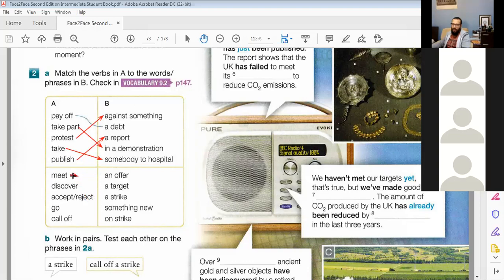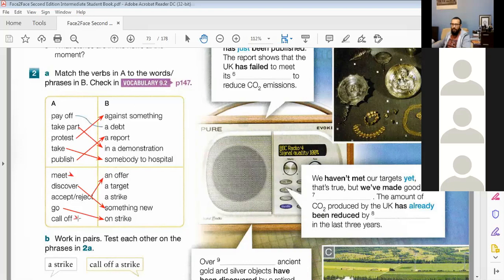Okay, let's leave meet. It's a little hard. What about discover? Discover something new. Right. Okay, and accept or reject? What do you think, Raja? Accept and reject? An offer. That's right. Sana, what about go? Go on strike. Correct. And Malak, what about call off?